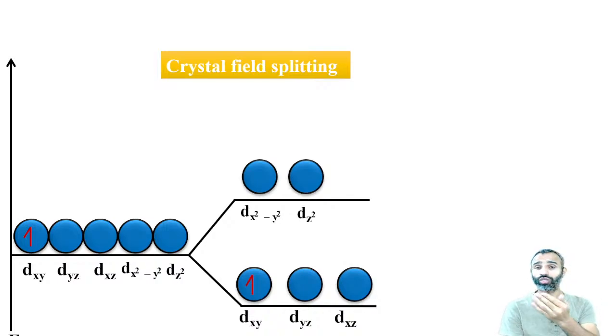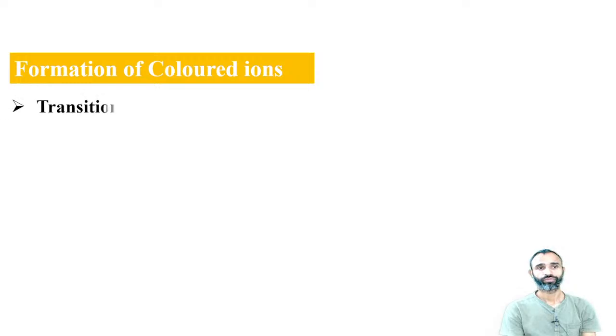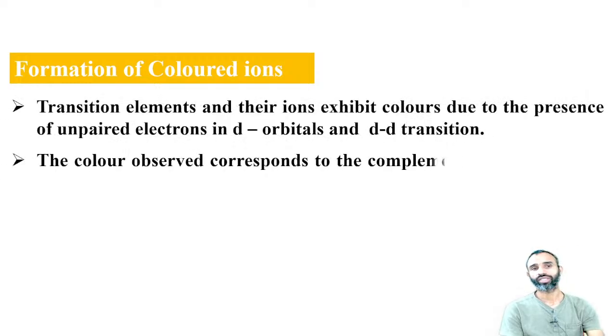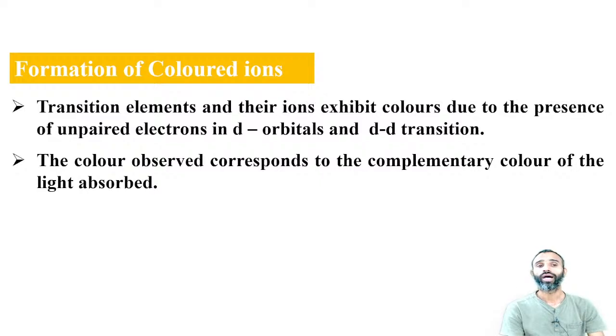But in case of F block elements, few of them are colored, others are colorless, because the f-f transition can be in the UV region. Understood, sir. So transition elements and their ions exhibit colors due to the presence of unpaired electrons and due to d-d transition. And the color observed corresponds to the complementary color of the light absorbed.